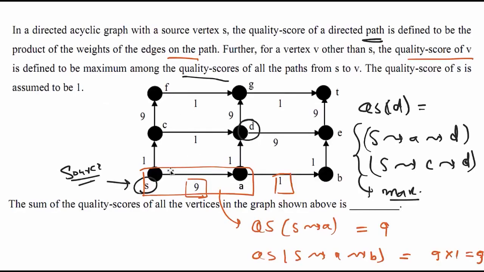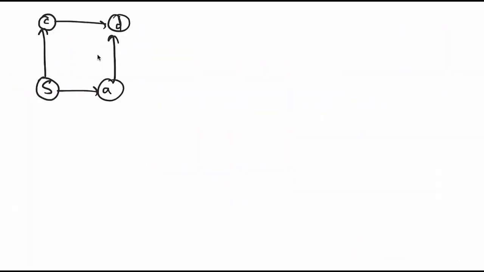Okay, from either S to C and then from C to D, or from S to A and then from A to D. Let's suppose there are multiple paths. It is given in the diagram also. From S to A, then from A to D, or from S to C and then C to D. So if there are multiple paths, then what will be the quality score of this vertex D? What will be the quality score of D?